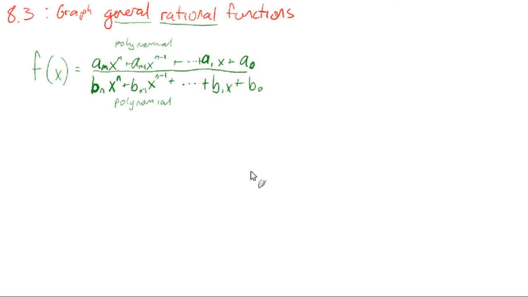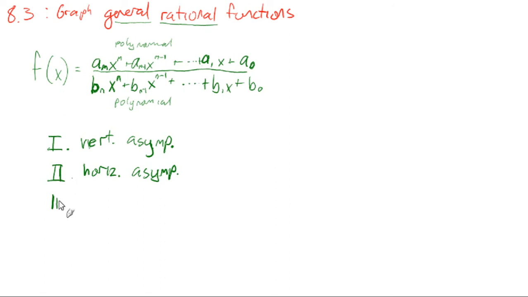And what we're going to do to graph these, we'll just go through a few steps. They don't necessarily have to be in this order, but they're just the order that I think in. So we're going to look at the vertical asymptote. Okay, so the vertical asymptote, then we'll look at the horizontal asymptote. Then we'll look at some x-intercepts. And then fourth, we'll plot some points.